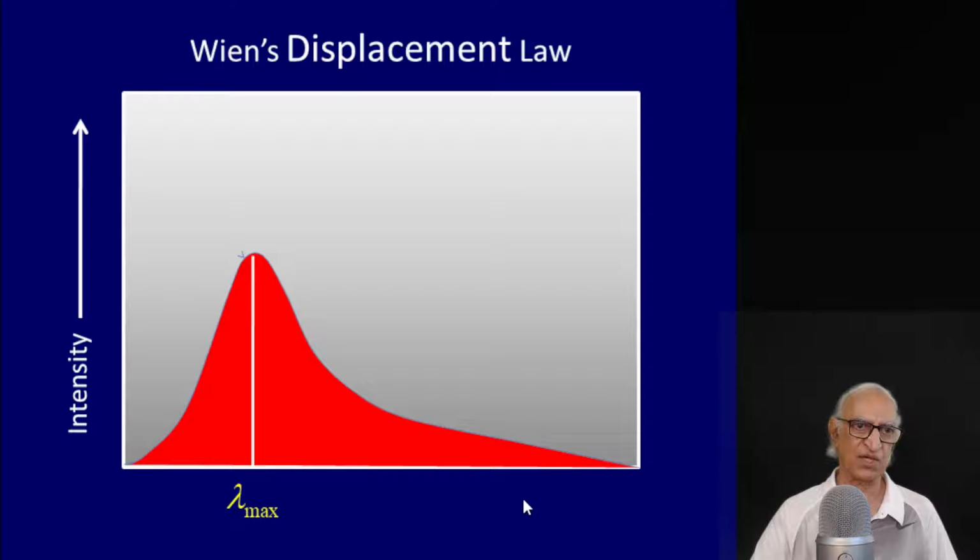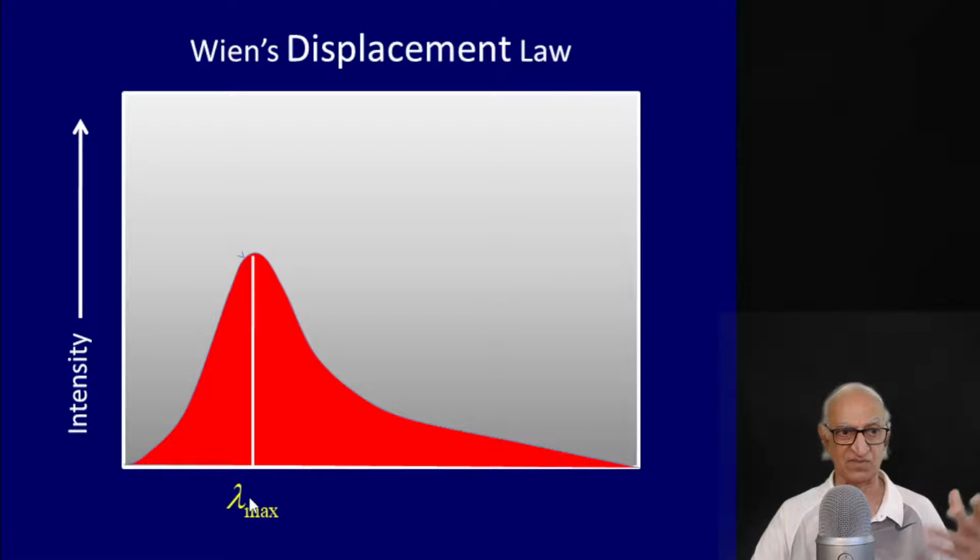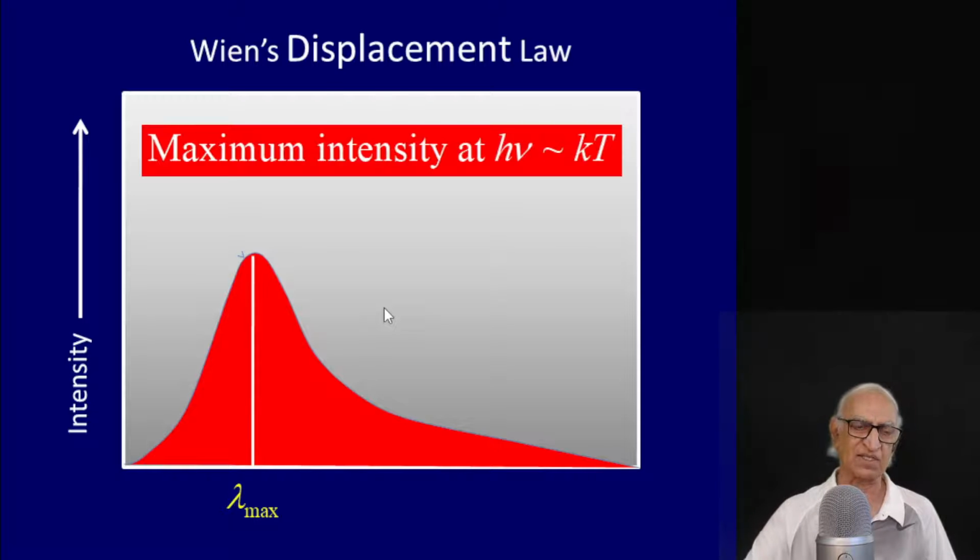So here is Planck's distribution, the intensity versus wavelength. I could have just as well plotted intensity versus frequency. And I am asking, what is the wavelength at which the maximum occurs? And I already said the maximum will occur at a frequency where h nu is approximately kT.